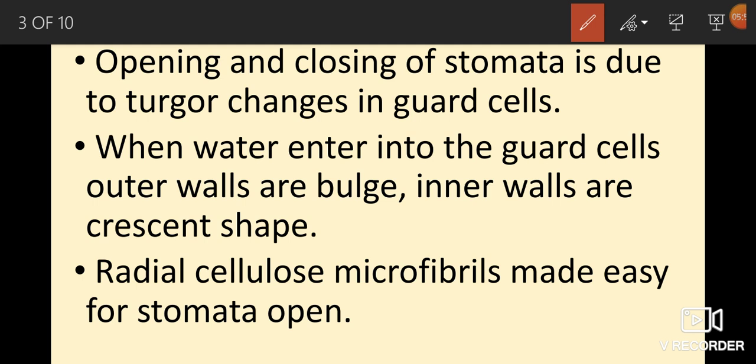So opening and closing of stomata is due to turgor changes in guard cells. Turgidity means more water molecules are present in that cell, so the cell undergoes swelling or bulging. When water enters into the guard cell, outer walls bulge and inner walls take a crescent shape. So in guard cells, radial cellulose microfibrils make it easy for stomata to open.